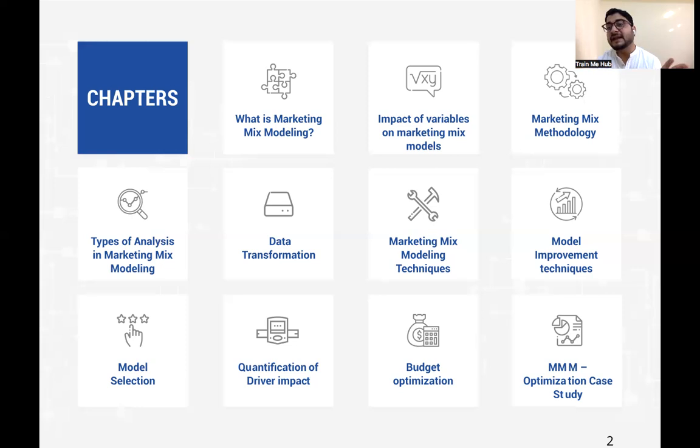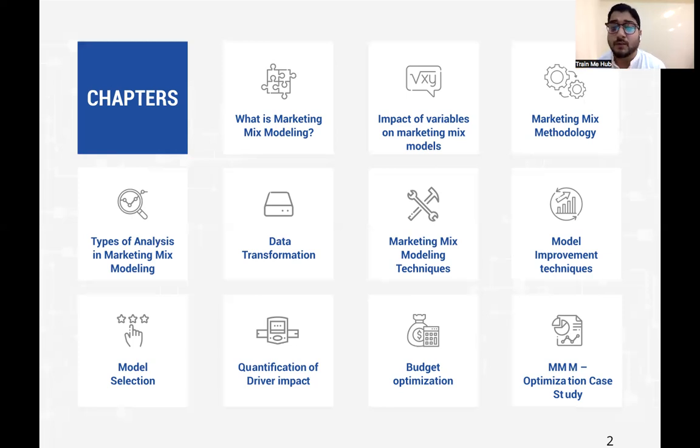We will lay a lot of emphasis on our third session, where we will touch base on different case studies of different advertisers from different industries. For example, one will be from the tourism industry, one from the fashion industry, and one from real estate. So we'll be covering case studies from three industries, and we will be selecting different models, and this will help you decide what model selection would be appropriate for your business need. And then we'll be checking on the quantification of the driver impacts.